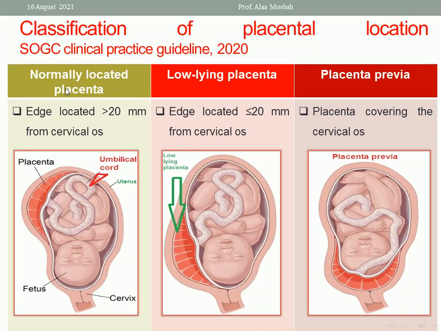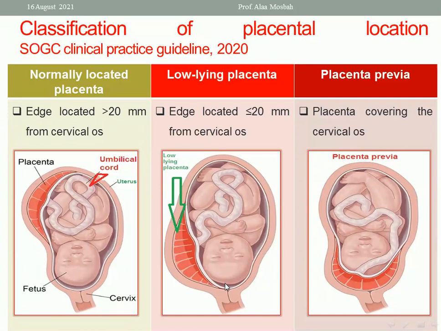This is a normally located placenta as you see in the picture. We have abnormal location for 2 types of placenta, low-lying placenta and placenta previa. What is the definition of low-lying placenta? The lower edge of the placenta located equal to or less than 20 millimeter from the cervical os.